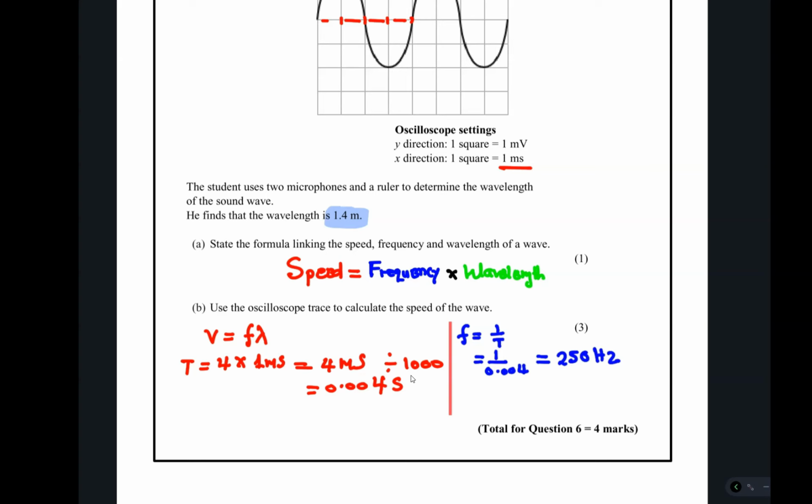Now we can go back and work out the speed. Our speed is frequency times wavelength, which is going to be 250 times the wavelength, which is 1.4. It was given there, and when you work it out, that becomes 350 meters per second.